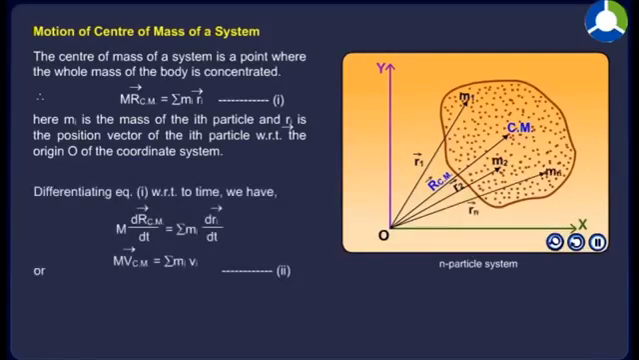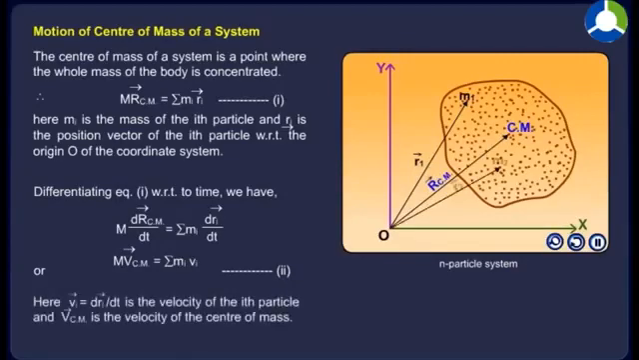Differentiating equation 1 with respect to time, we have m d vector r_cm/dt = summation of mi d vector ri/dt, or m vector v_cm = summation of mi vector vi, equation 2. Here, vector vi = d vector ri/dt is the velocity of the ith particle and vector v_cm is the velocity of the center of mass.